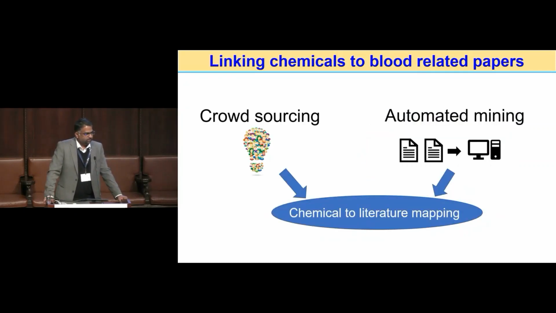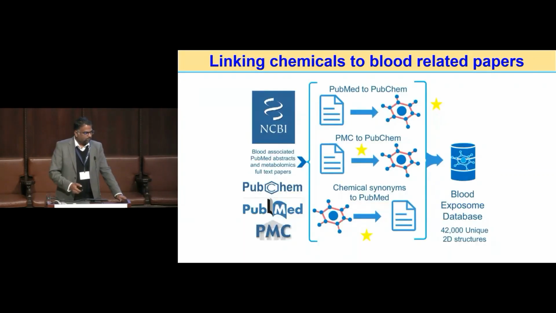So we're going to do it computationally, and there are 2 ways to do it. Crowdsourcing, where we have a central hub where everybody deposits the chemical to publication mapping, and automated mining, where we take all the publicly available literature data and link them to chemical synonyms. So now this is fully automated.